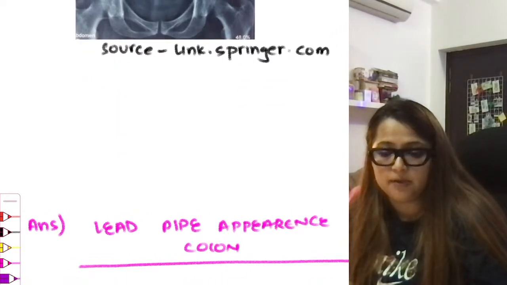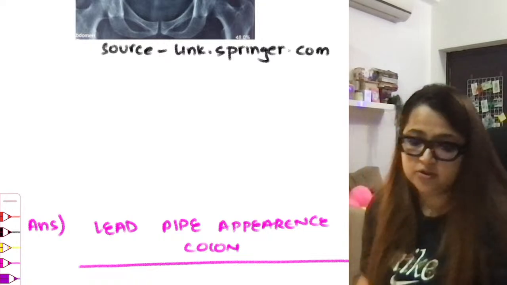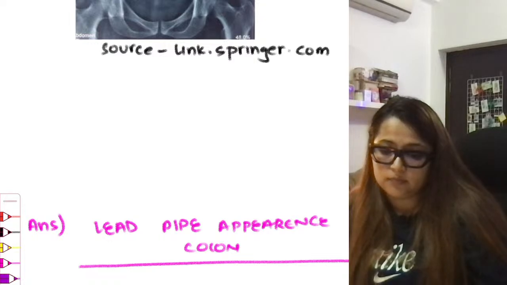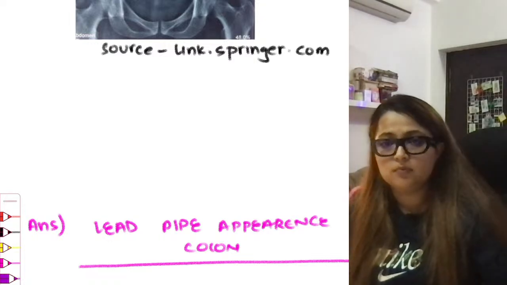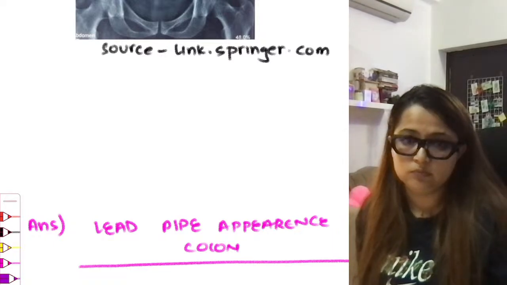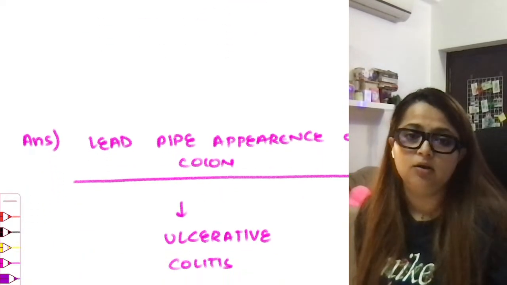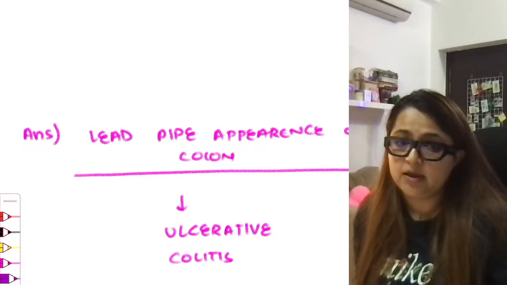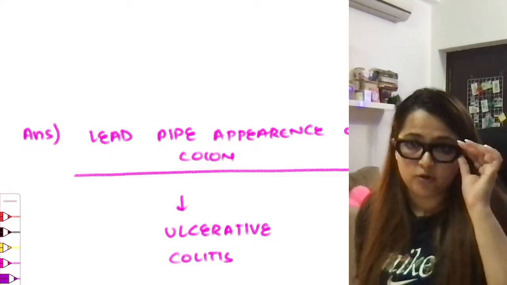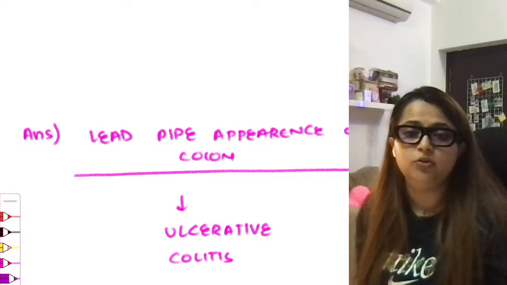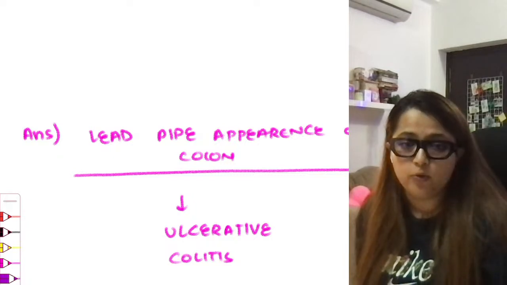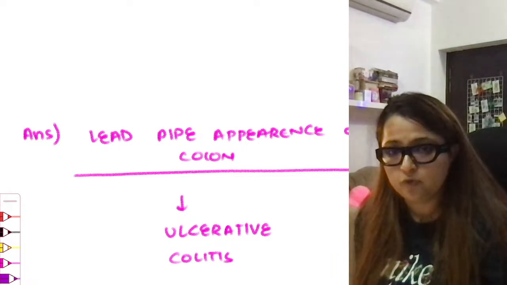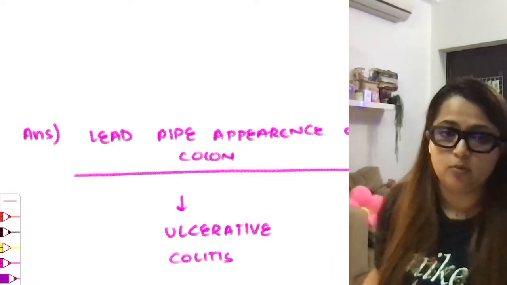Lead pipe appearance of the colon. In which condition do you see the lead pipe appearance of the colon? Anyone? Lead pipe appearance of the colon. This is seen in ulcerative colitis. Now comes a very high yield topic. You should always know how to differentiate ulcerative colitis from Crohn's disease. Okay, so this is your homework. Please know this. I will also teach you, but just review it again.